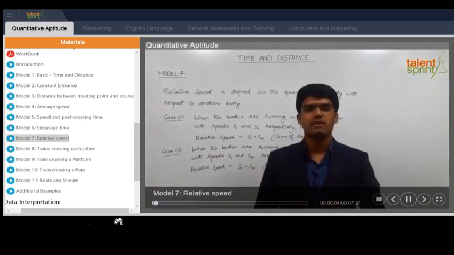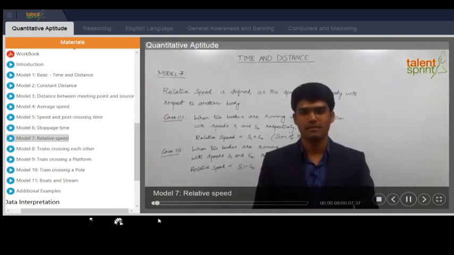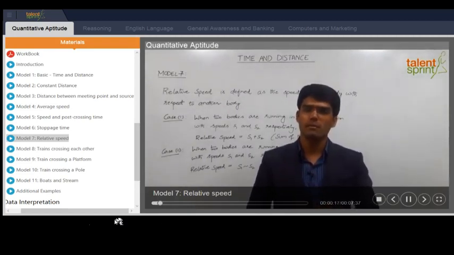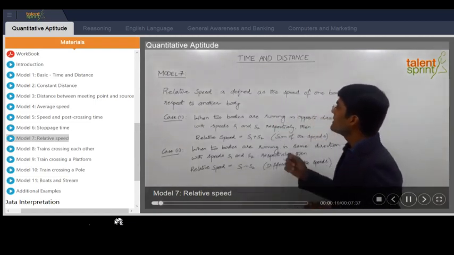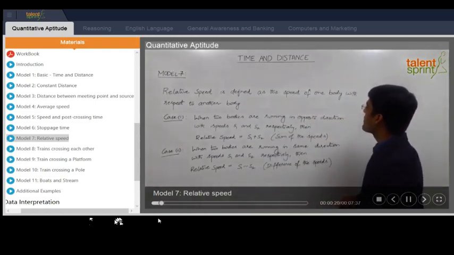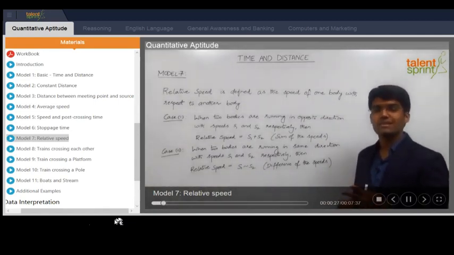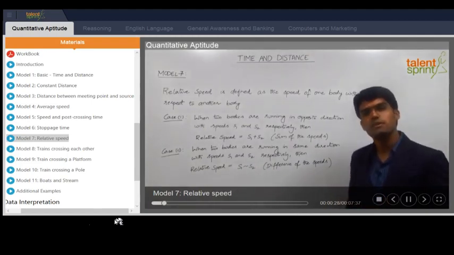Let us now discuss one very important concept from time and distance, which is called as relative speed. The concept of relative speed is very important in solving various types of questions from time and distance. So let us first understand what is meant by relative speed. Relative speed is defined as speed of one body with respect to another body. So whenever two bodies are moving at the same time, then this concept of relative speed comes into picture.